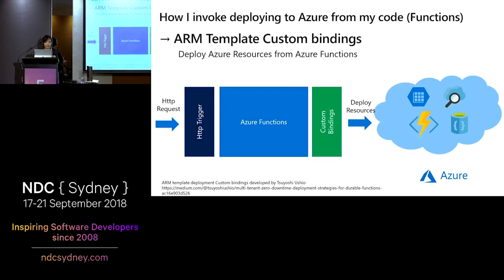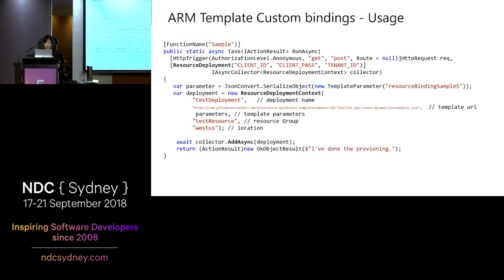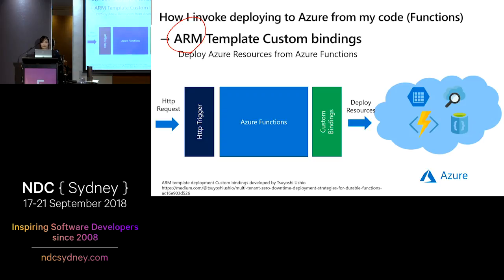ARM template means Azure Resource Manager template, a custom binding developed by Tsuyoshi Ushio, my colleague, sitting over there. It enables us to deploy any Azure resources from Azure Functions without writing a lot of code, like authentication, client, and so on. All you need to do is specify your ARM template and specify the parameters.